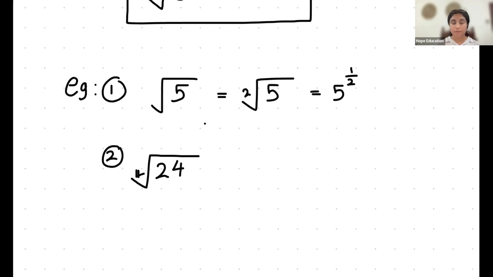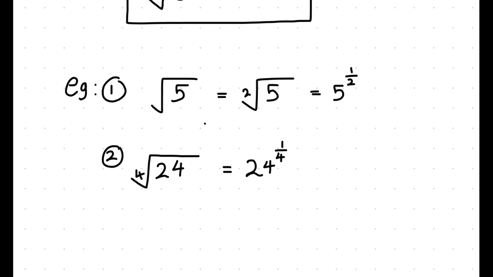Fourth root of 24. When it comes to the fourth root of 24, I can remove the root sign and write it like this. The number 24 I write the same way, but the 4 from the root I write as a fraction, 1 over 4, in the index. Whatever the number is here, it becomes 1 over that number. If this is 4, that becomes 1 over 4. If this is 2, that becomes 1 over 2.